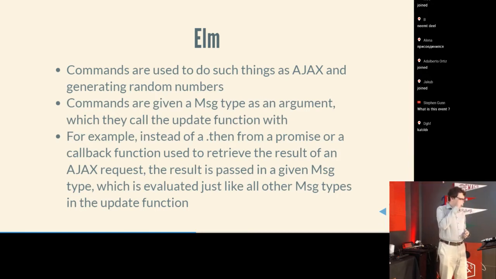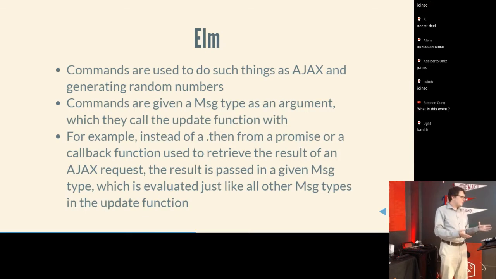So commands are used to do such things as Ajax and generating random numbers. As was talked about just a minute ago, generating a random number is not the kind of thing a pure function does unless you're giving it a seed value. But then it's not very random still. So commands are given a message type as an argument, which they can call the update function with.